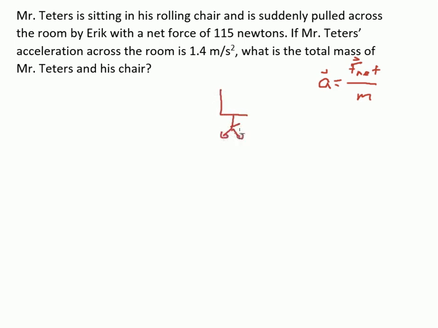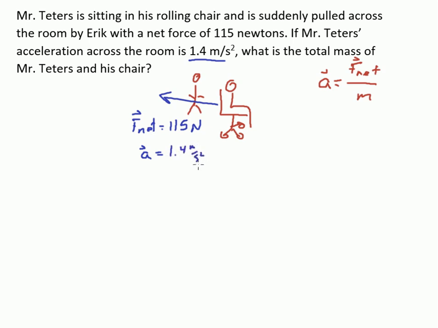Right, so I'm just sitting here, minding my own business, a little chair here, the wheels. There's Mr. Teeters, and all of a sudden, here's Eric. He comes up behind me and pulls me across the floor this way with an unbalanced force of 115 newtons. And as he does that, he causes me to accelerate at 1.4 meters per second squared. The question is then, based on this information, what's the mass of Mr. Teeters, of me, in my chair altogether?